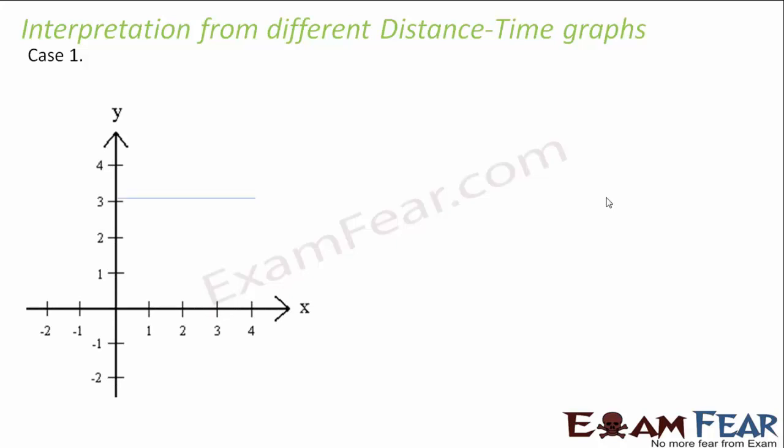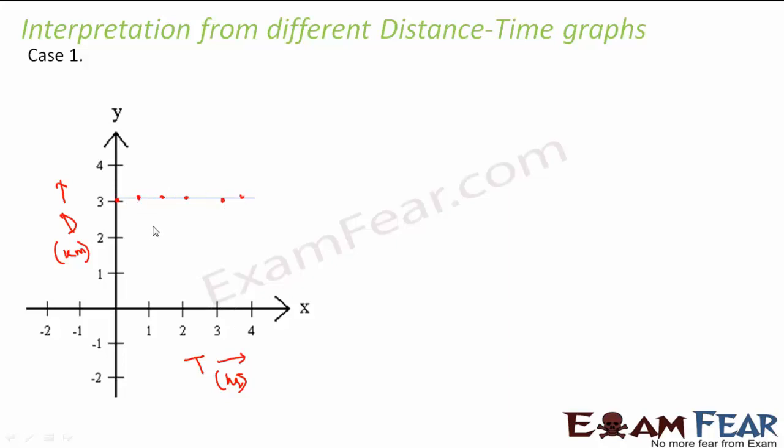This is my first distance time graph. We have distance along the y-axis, time along the x-axis. So what do you see? You see that as the time increases, the distance remains the same. The distance is 3 kilometers. Let us say it is in kilometers and this is in hours. We see that the distance covered is 3 kilometers for every interval of time. That means the distance is not increasing with time. The distance is constant with time.